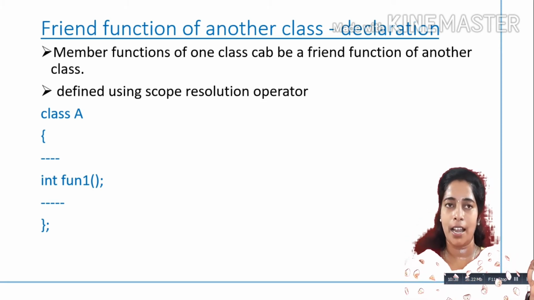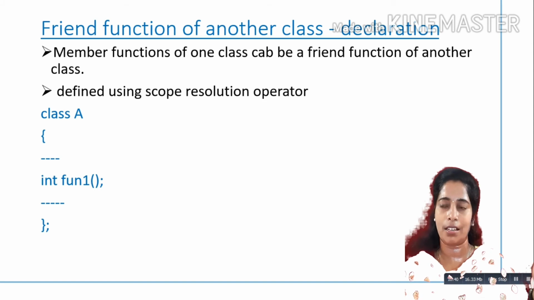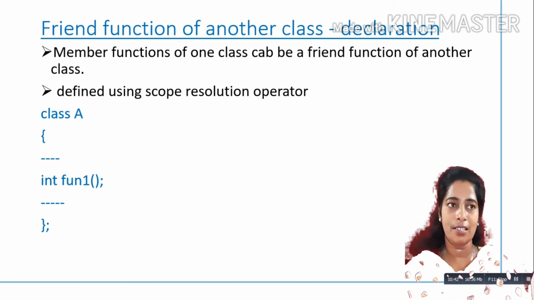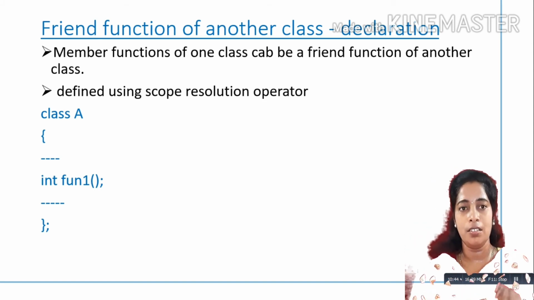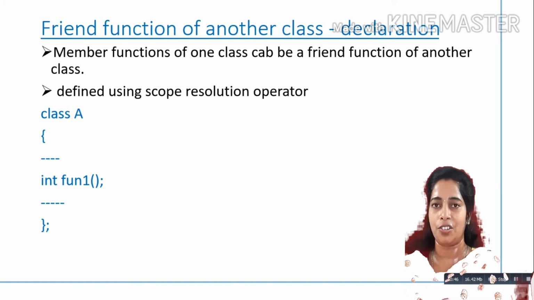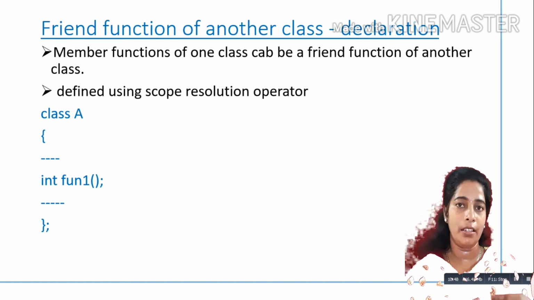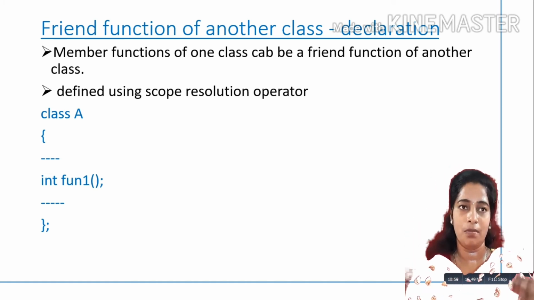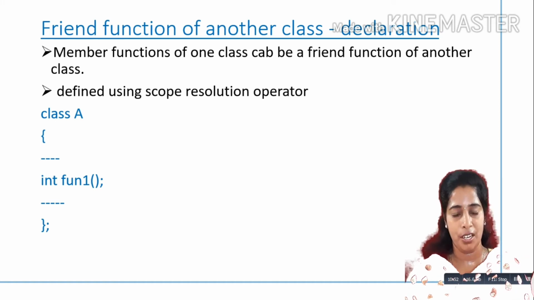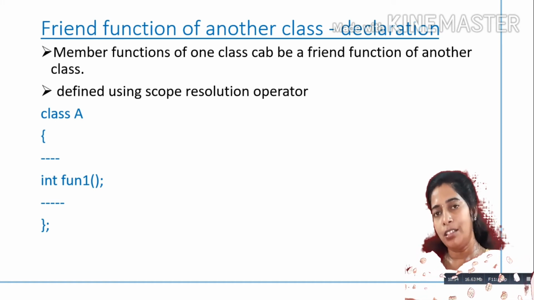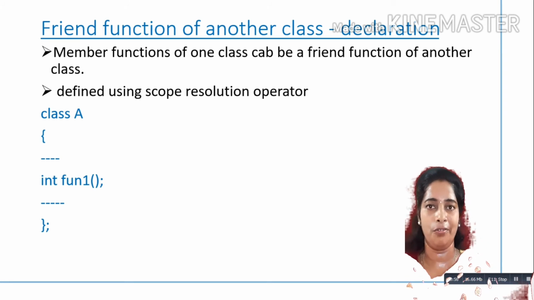Assume that we have two classes, class A and class B. Class A has different functions. Similarly, class B has different functions. So we can assume there are two methods. We can either assume one or two functions to be friend functions, or we can take all the functions to be friend functions of another class.